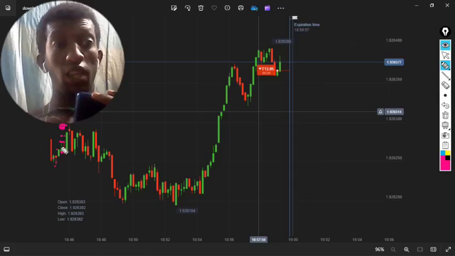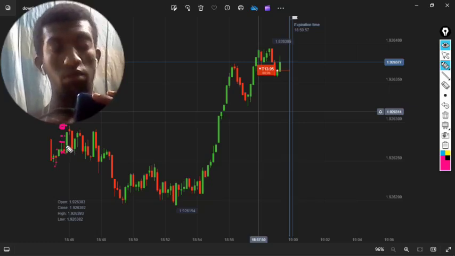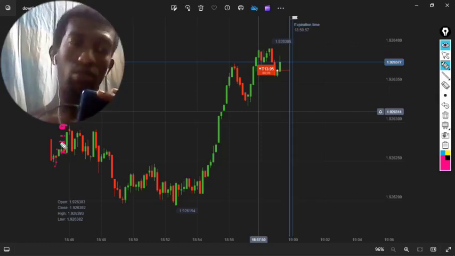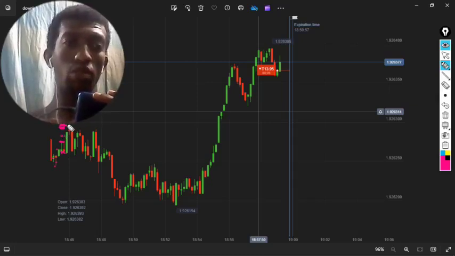Notice that I have used the wicks. Why would I do that? It's because the bodies are almost negligible. You can't say there is no body at all. There is a body, it is a doji, but if it is a doji, you have to use equal highs and equal lows, even if it is a wick. So as you can see, the take profit is nailed.